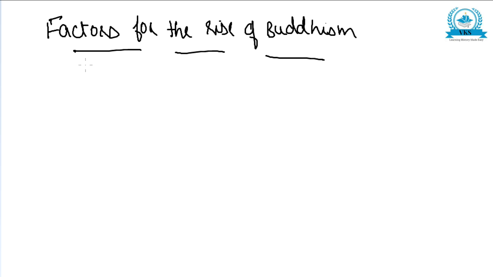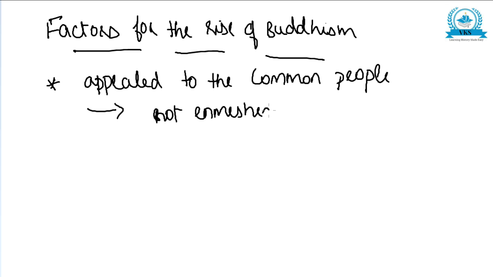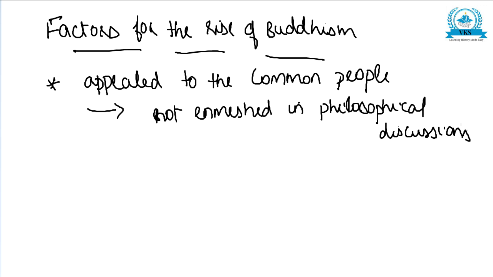Since early Buddhism was not enmeshed in the claptrap of philosophical discussions, it appealed to the common people. First thing was Buddhism appealed to the common people. Why did it appeal to the common people? Because Buddhism was not enmeshed in the claptrap of philosophical discussions. The teachings of Buddha were very simple and easy for the common people to understand, and that is why it appealed much to them. That was the first factor for the rise and spread of Buddhism.